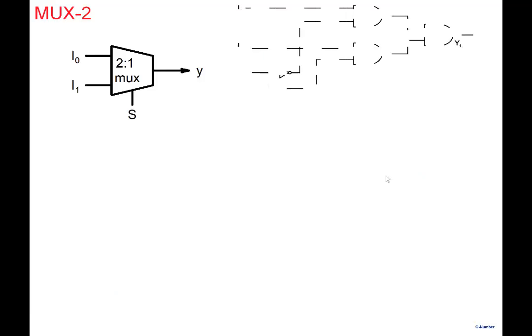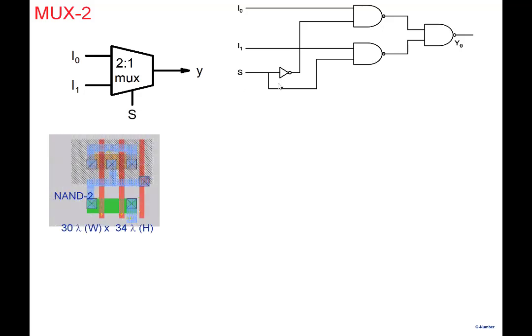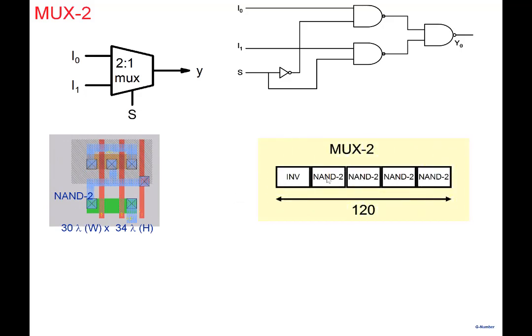Let's come to the mux. The mux is very simple, and it has only these three NAND gates and an inverter, one cell of this thing. NAND 2, we've already seen, 30 lambda. What we could do is arrange them in one single row. NAND 2, NAND 2, NAND 2, NAND 2 here, and the inverter, as I said, can be stretched to also become 30. You can leave some empty space in the inverter. So this can also become 120.